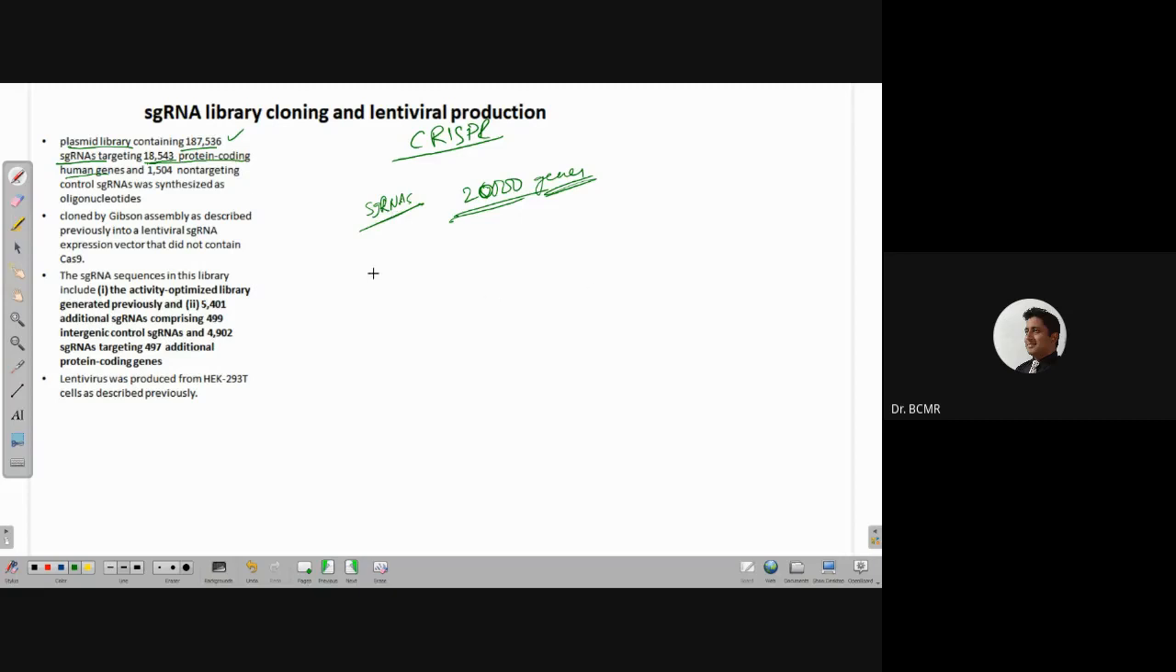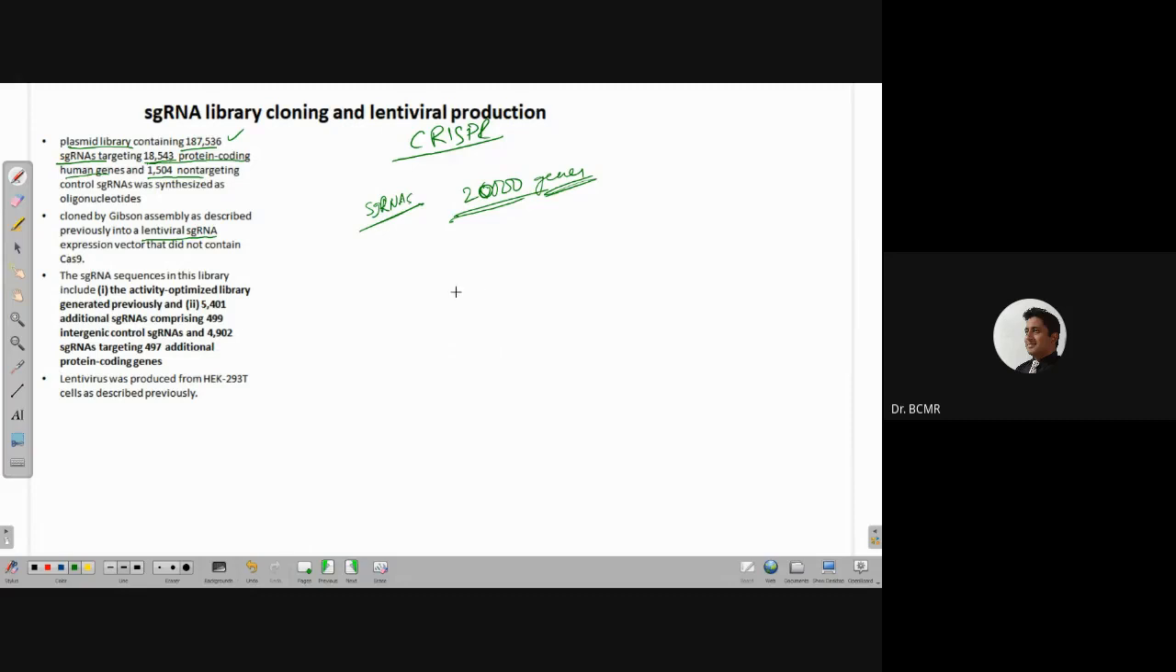They also used some controls, which are non-targeting, random sgRNAs that do not have any specific sequences for any of the protein coding genes within the human genome. So they made this, and they cloned it into lentivirus.